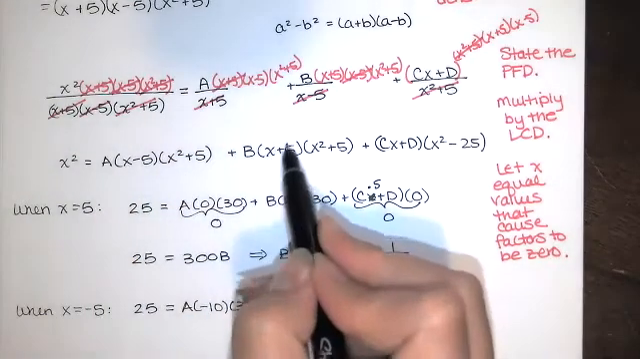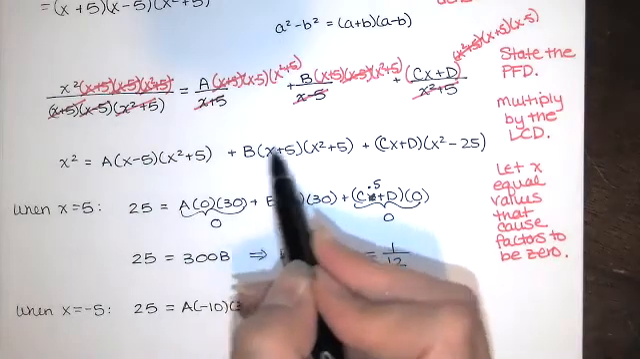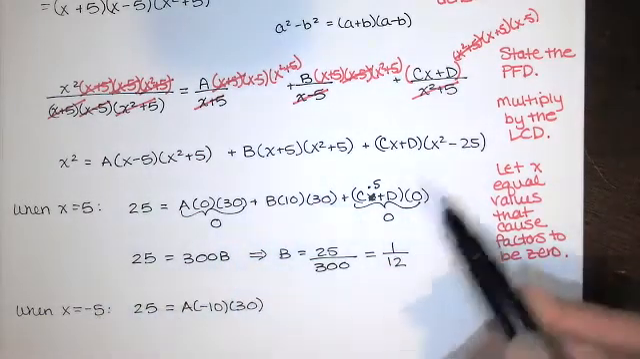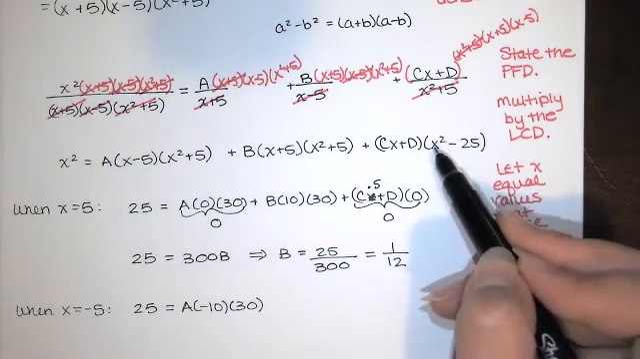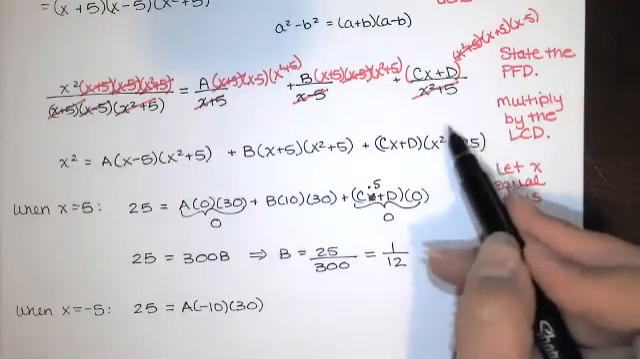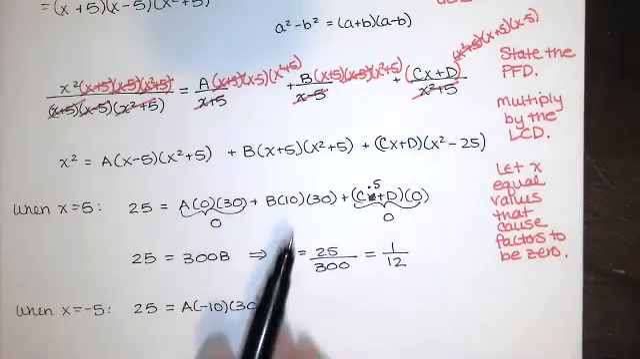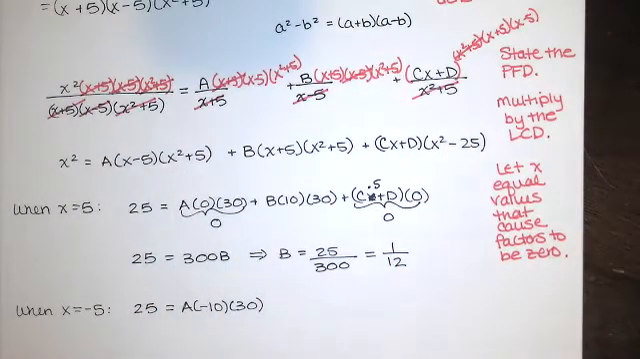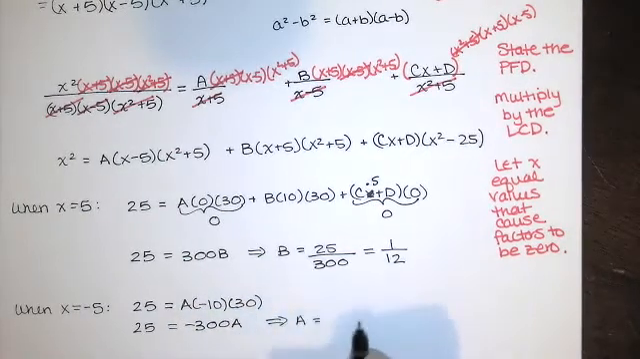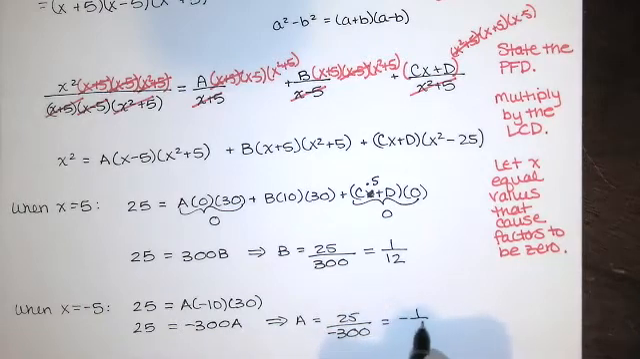If x equals negative 5, we have a 0 right here. b times 0 is 0. And negative 5 times negative 5 is positive 25, because negative times negative is a positive, so we'll have 25 minus 25. So 0 times something is going to be 0. So this term is gone, and all we're left with is this, and that's enough to get us a. So that simplifies to 25 equals negative 300 times a. So a must be 25 divided by negative 300, or negative 1/12.